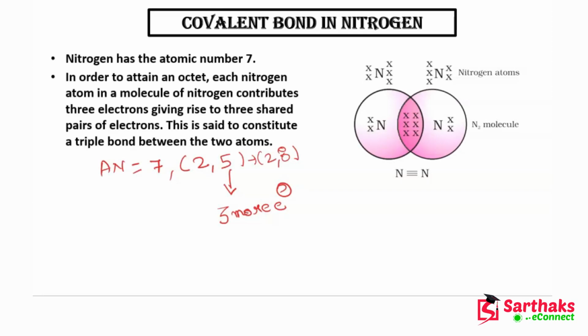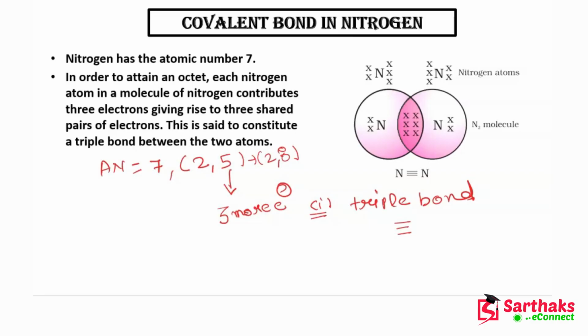Now the thing to be remembered and noticed is that there is a sharing of 3 pairs of electrons, or 3 shared pairs of electrons. That's why it is said to constitute a triple bond between these two atoms. So this is what a triple bond is, and a triple bond is denoted by these 3 lines.